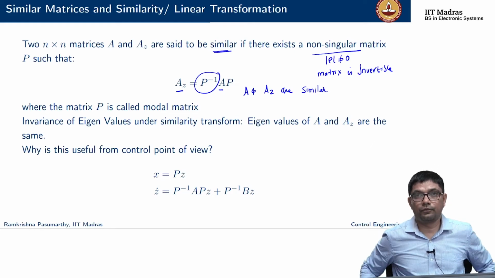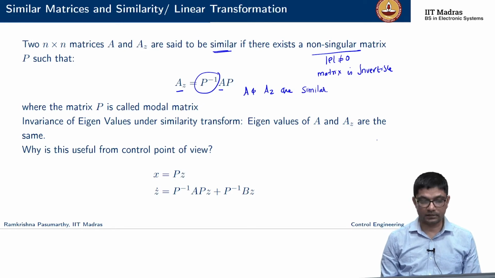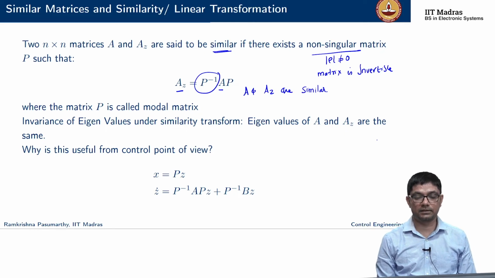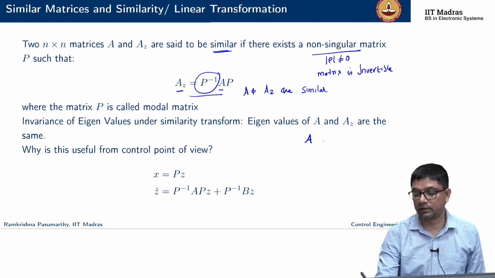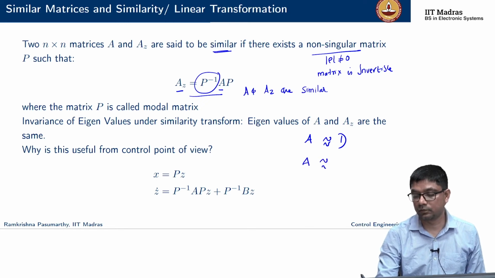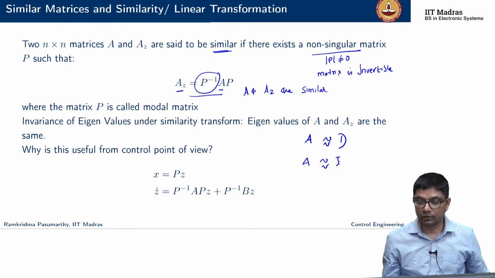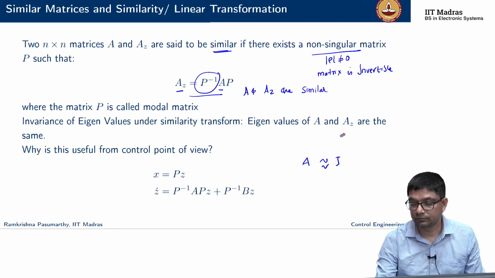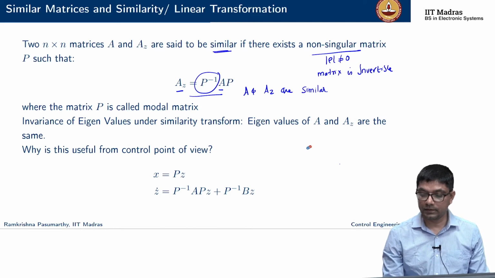Okay, now why are we doing all these things, and why is this useful for us from the state space point of view? Two matrices are said to be similar if there exists a non-singular matrix P such that this holds. So A we saw was similar to a diagonal matrix if it was diagonalizable, or A was also similar to a Jordan form if it is not diagonalizable. Now what we know is that the eigenvalues of A and AZ are the same.